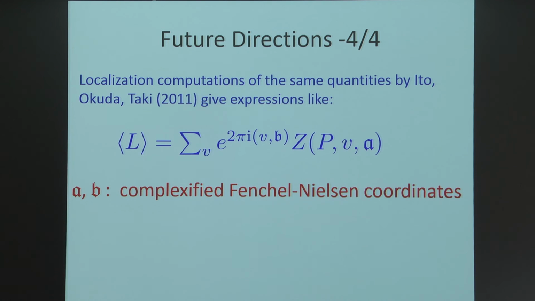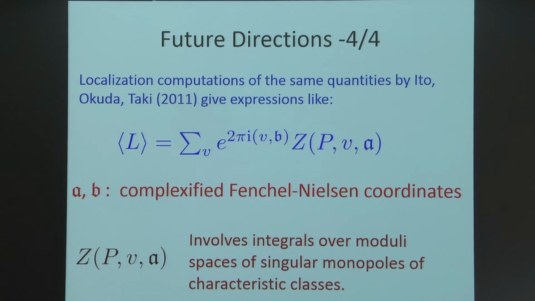A and B are complexified Fenchel-Nielsen coordinates, and the z's here involve integrals of characteristic classes over moduli spaces of singular monopoles. So it turns out to be very tricky to try and compare these two formulas. The change of variables is very subtle, but the hope is that that will produce a kind of L2 index theorem on these non-compact spaces where no theorem exists.